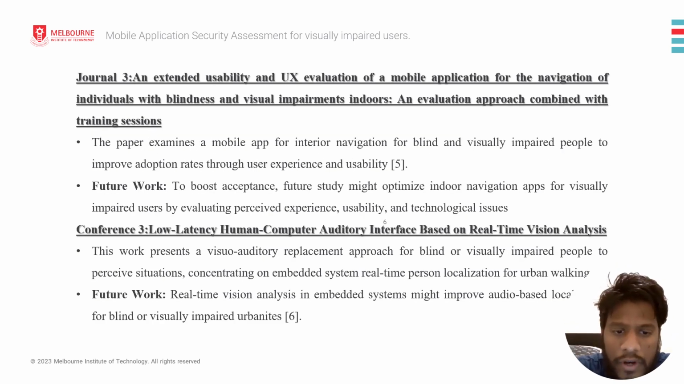Coming to the future work, future study might optimize indoor navigation apps for visually impaired users by evaluating perceived experience, usability, and technological issues. And the Conference 3 future work could be real-time vision analysis in embedded systems, which might improve audio-based localization for blind and visually impaired urbanites. Thank you. Next slides will be explained by Tejashwi.